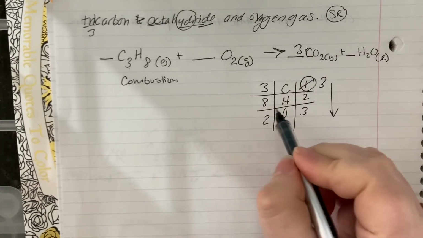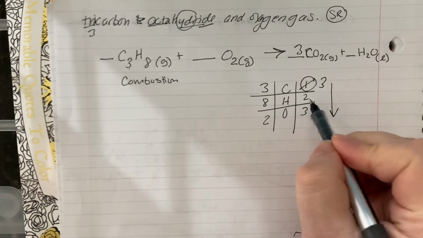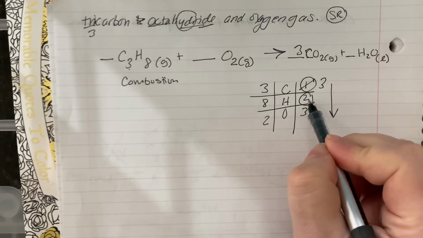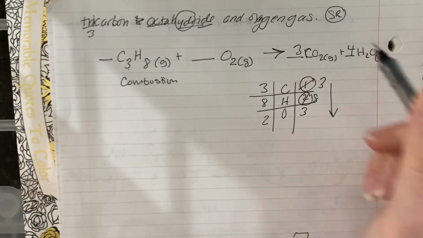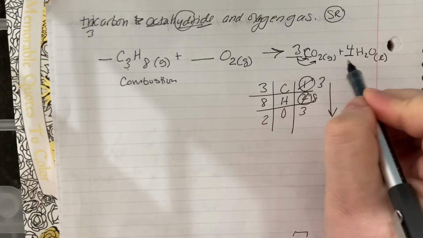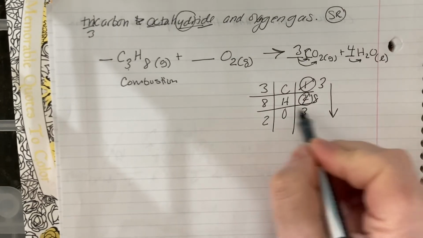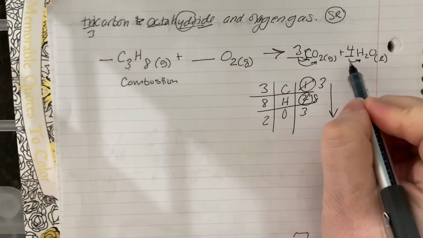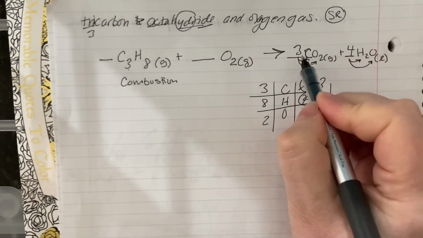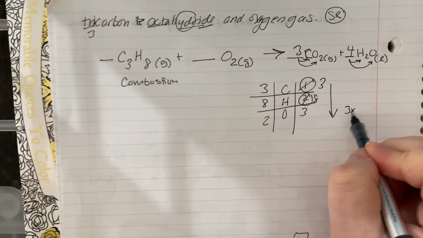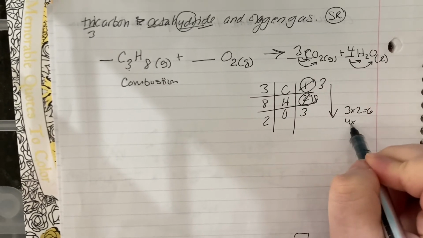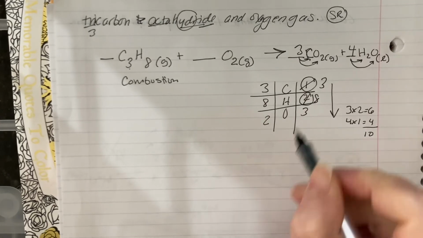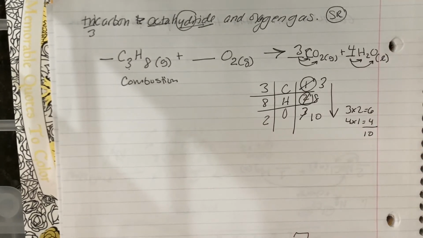So now I have 3 carbons on the left and 3 carbons on the right. Then balance your H's. Go to the side with the least. I have 2, I need 8. 4 times 2 is 8. Now that messed up my oxygen, so don't forget about doing that, because you might think, oh, I have an even-odd situation here. Make sure you have the most up-to-date even-odd situation. I have 3 times 2, or 6 oxygens in the carbon dioxide, and 4 times 1, or 4 oxygens in the water. So I actually have 10 oxygens on the right.